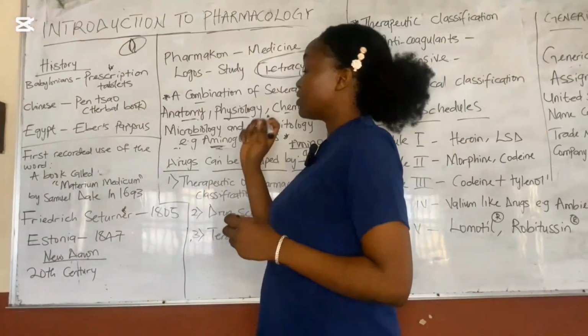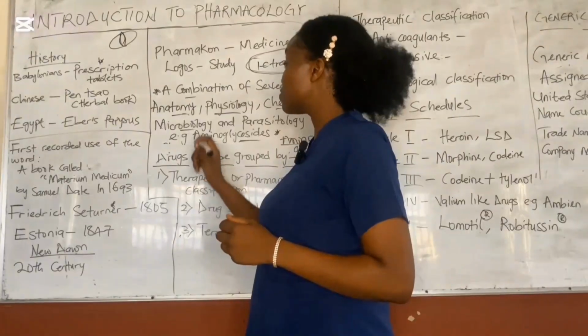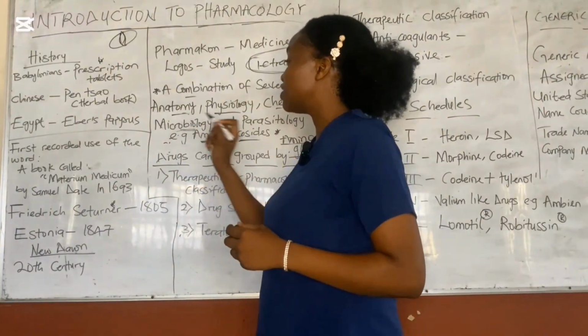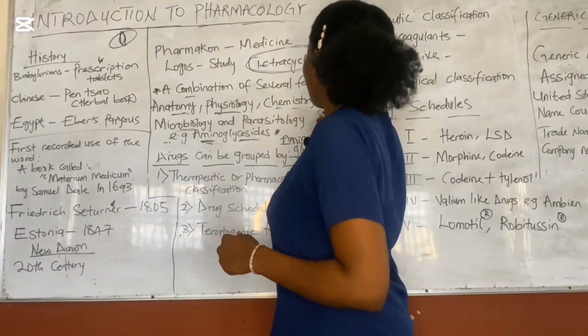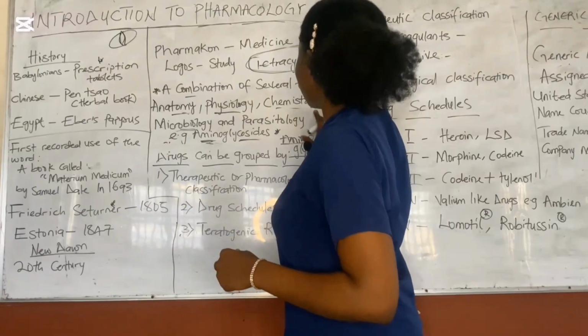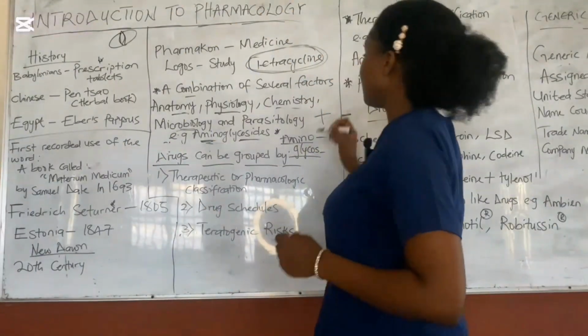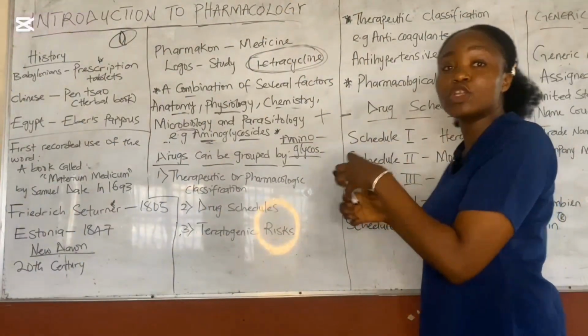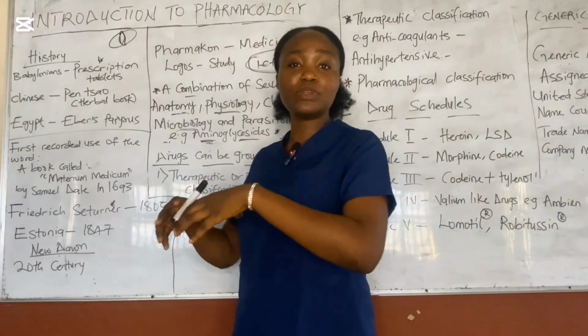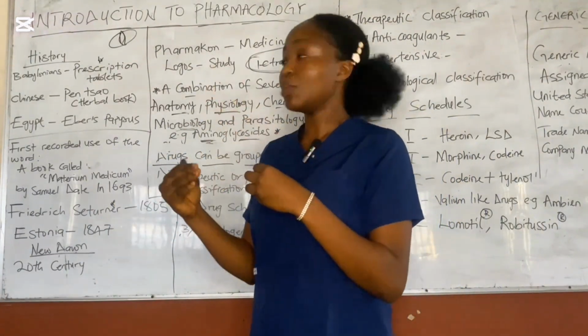When we look at tetracycline as an antibiotic, we would also check the fact that microbiologically there are two types of bacteria: the gram-positive and the gram-negative bacteria. So you see that pharmacology is not an island of its own. It is involved with several components.